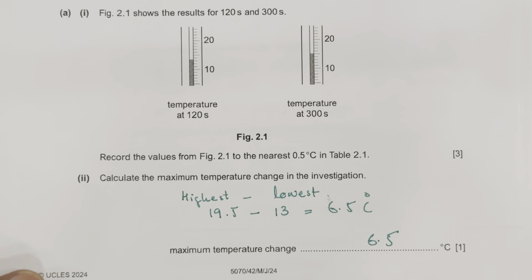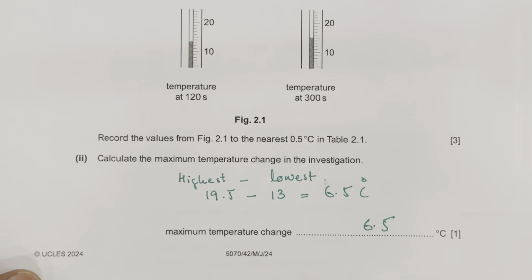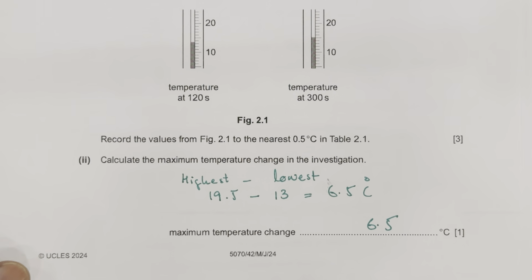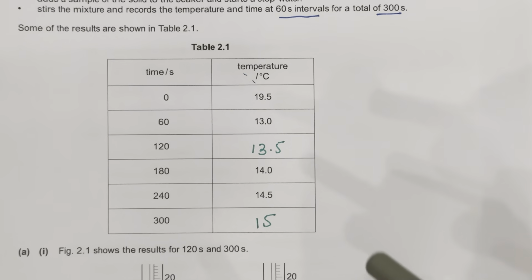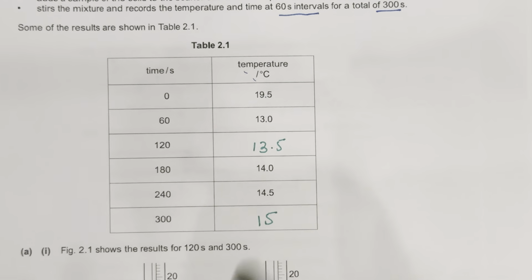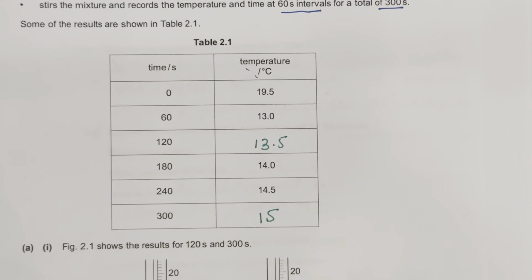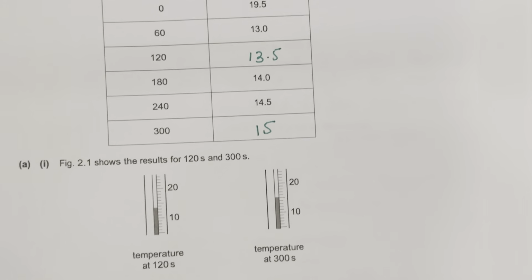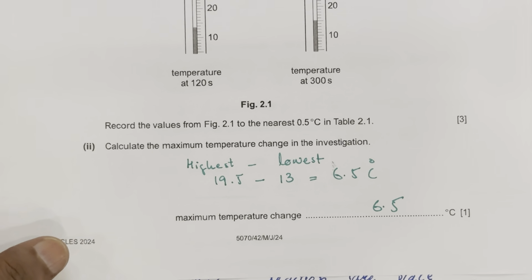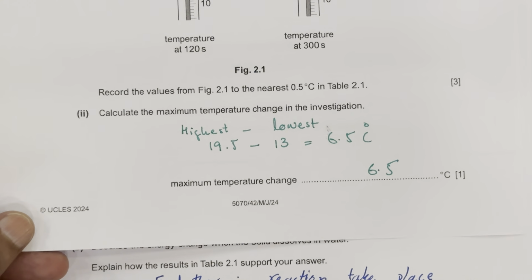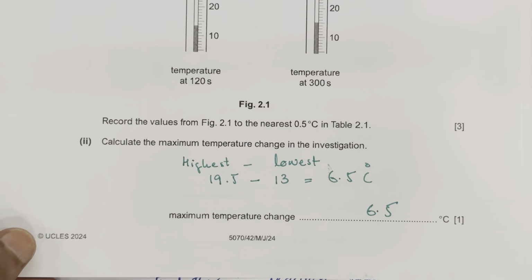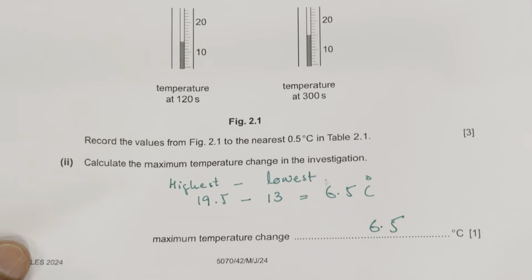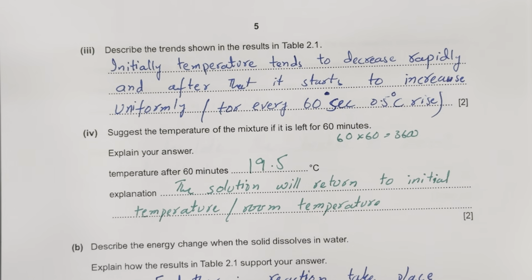Moving to the second part: calculate the maximum temperature change in the investigation. So you can calculate the maximum temperature change by subtracting the lowest value from the highest value. The highest temperature is 19.5 and the lowest value is 13. So you're going to subtract it. 19.5 minus 13, your answer will be equal to 6.5 degrees Celsius. So this is the maximum temperature change. Moving to the third part.